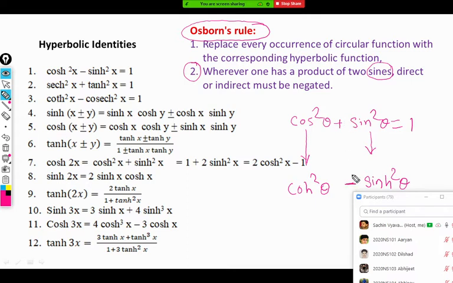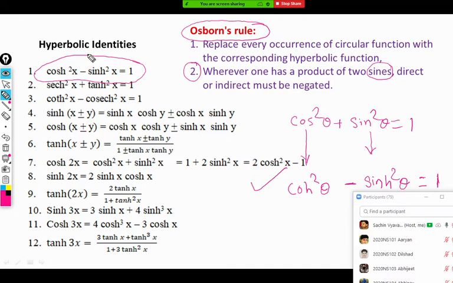So this is a minus, and constant terms remain as it is. So we get a hyperbolic identity. This is the hyperbolic identity, and that is always true. Yes, we can prove all these identities by Euler's definition, but the proofs are not coming in the exam. So you should just know what the hyperbolic identity is here.